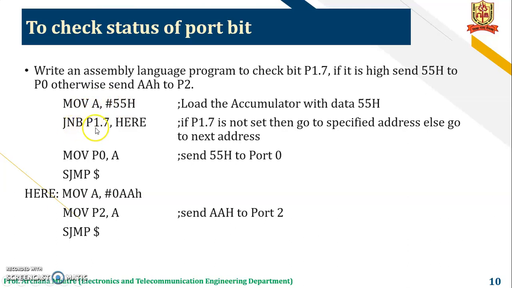Then check the status of the P1.7 bit with the instruction jump if bit is not set. Here we have to check the status of this bit, and if the bit is not set, then jump to the here instruction. The label is over here.